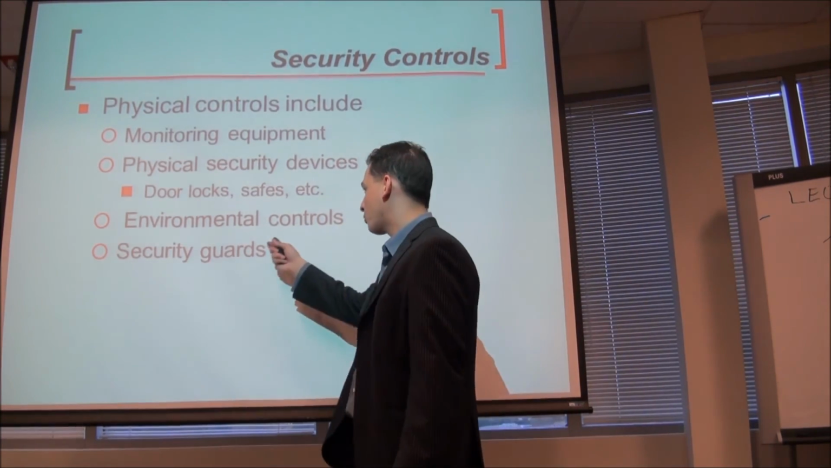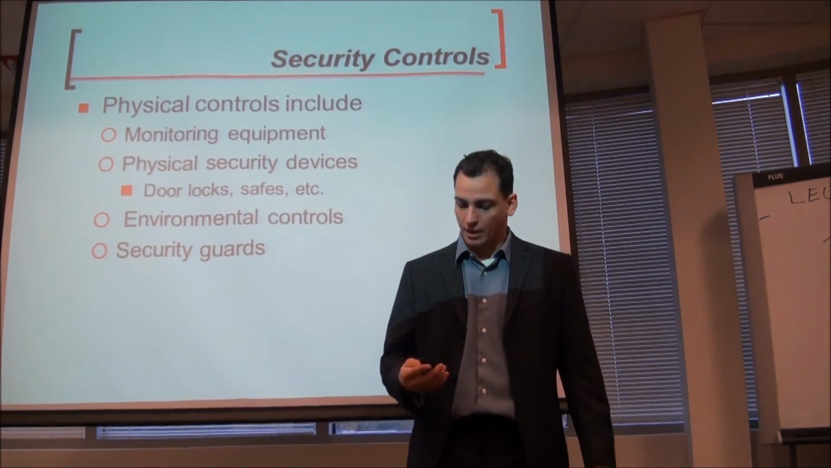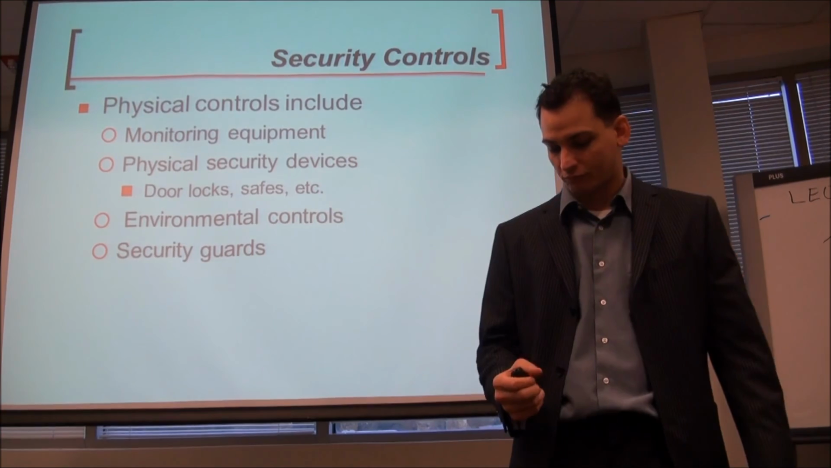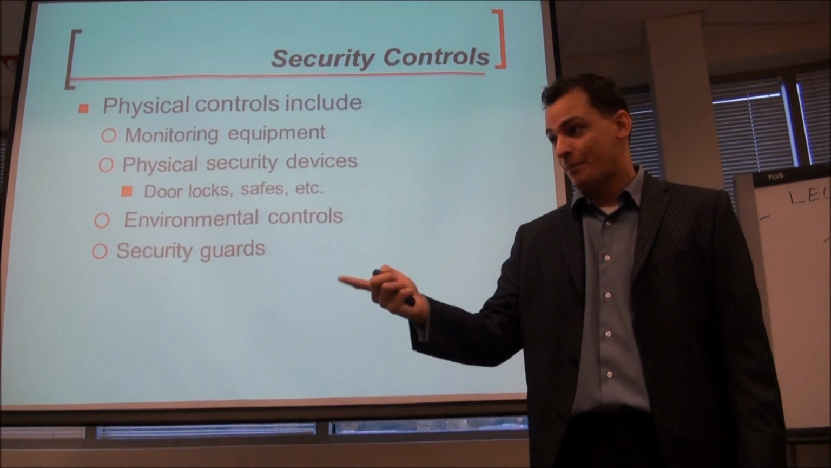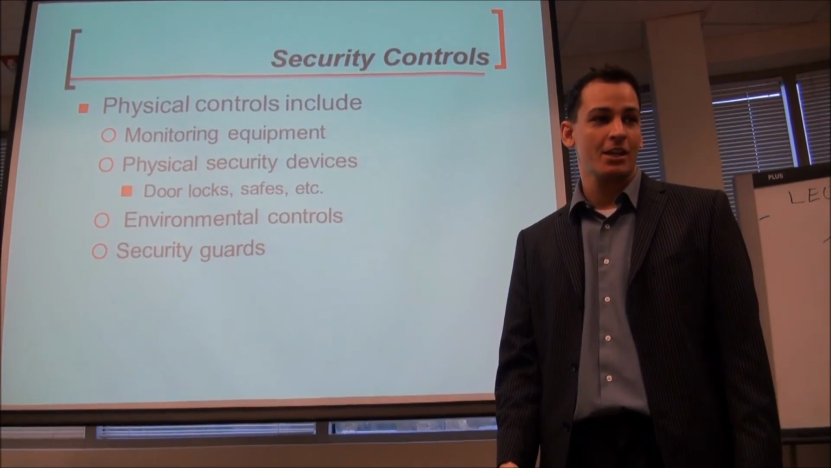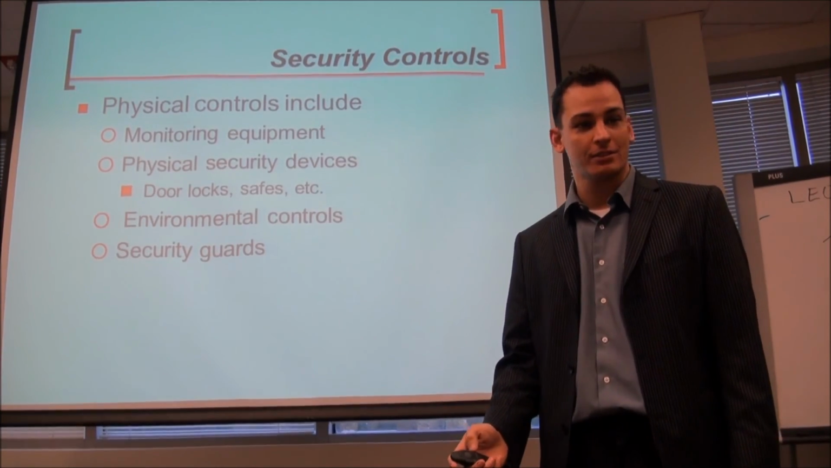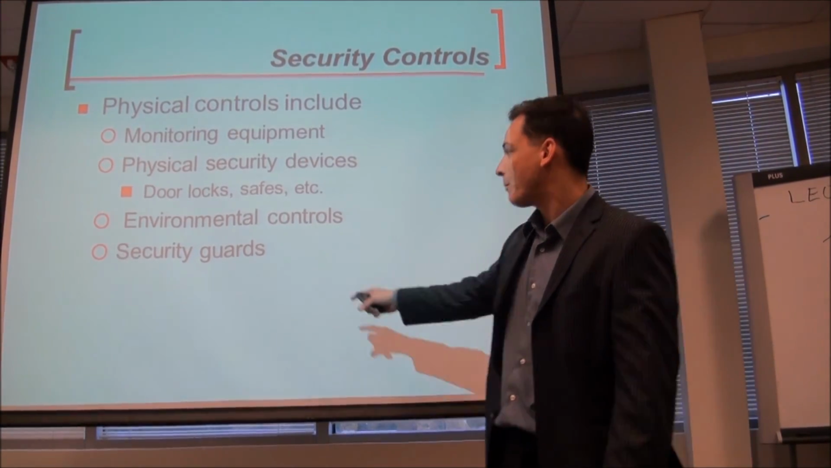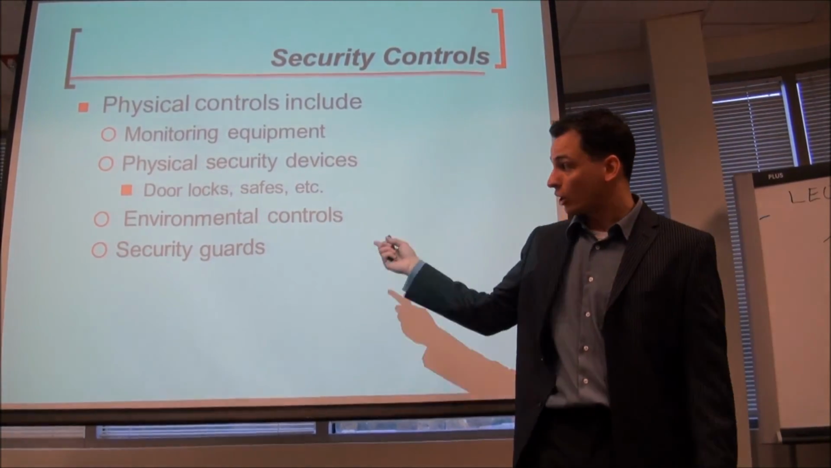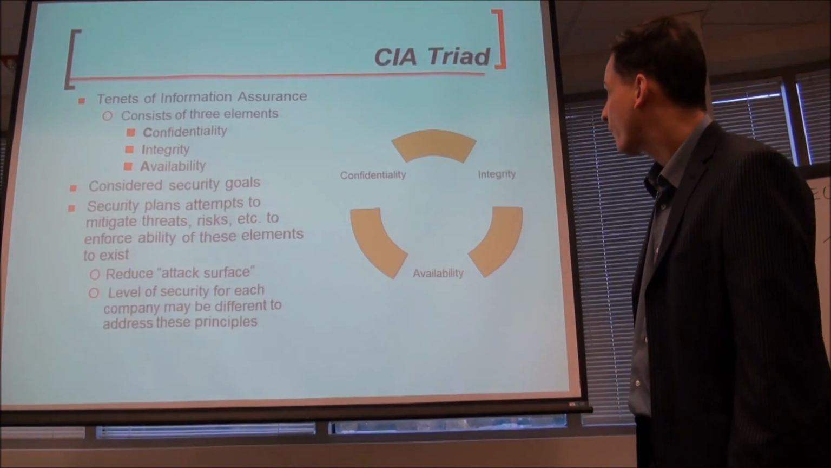So environmental controls. What do they sound like? Everyone want to take a wild guess? That'd be like space, power, air conditioning, heat. HVAC, heating, cooling, power requirements, yes, all of those. Or you may want to just stick a physical guard or a guard dog in place.